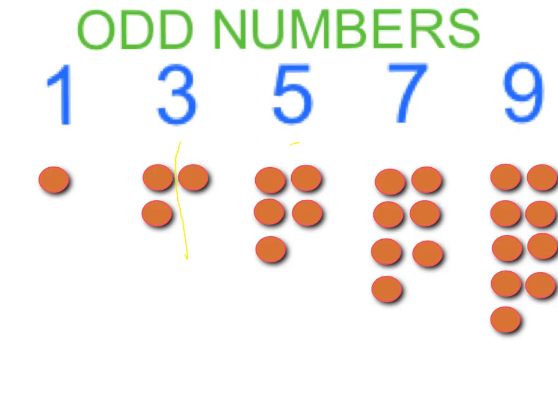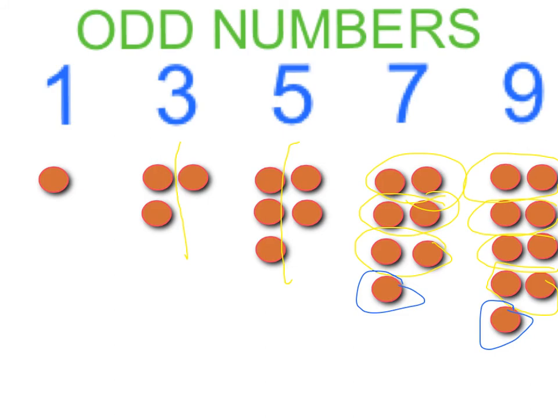That's the same for 5. There's a group of 3 and a group of 2. It's not even. And we can see also with the group of 7 that they don't all match up. Here's a pair, there's another pair, there's another pair, and look, there's one guy down here who's left out. So it doesn't divide into two equal groups, so it is an odd number. Same with 9. It's a pair there, a pair there, a pair there, a pair there, and oh no, there's one left out. So it is an odd number.